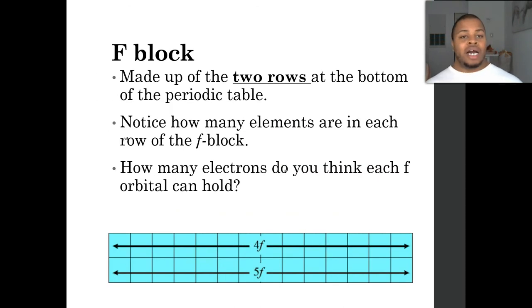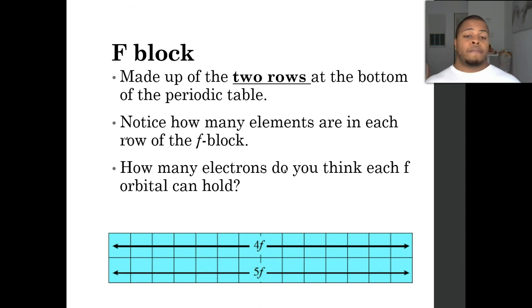And our last block that we're going to deal with is called the F block. Now, this is made up of the two rows at the bottom of the periodic table, our inner transition metals. Notice again how many elements are in each row of the F block. How many electrons do you think each F orbital can hold? Well, give you a moment, pause the video.